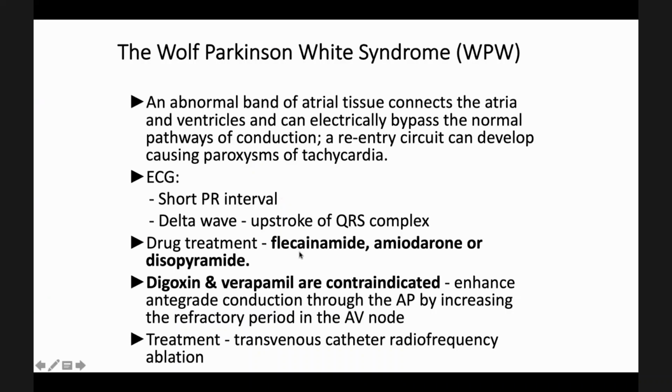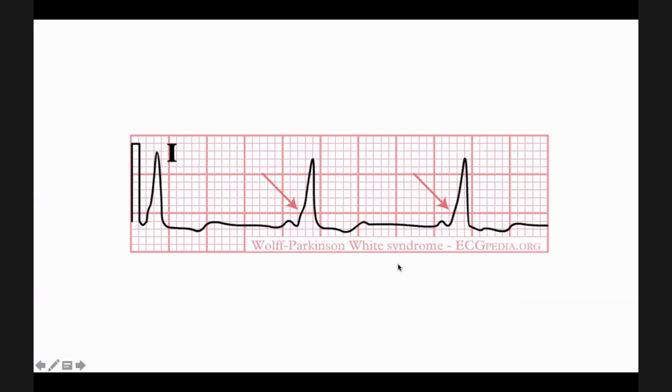Because if you do not know the underlying etiology for atrial fibrillation, it's safe to use a drug like amiodarone. Okay, so the definitive treatment is the radiofrequency ablation of this abnormal atrial tissue. So how do you diagnose WPW syndrome? There's a very short PR interval.